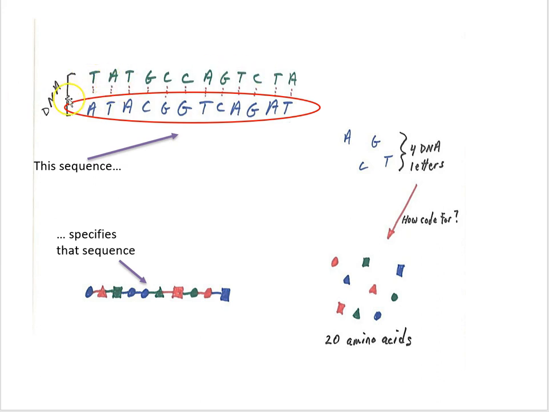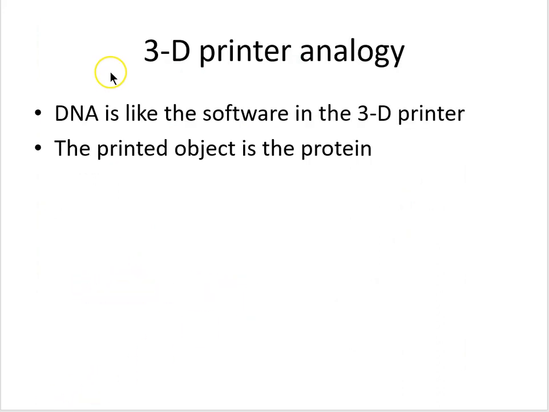Now here we have the double-stranded DNA molecule shown here. And so again, the idea is the sequence of letters along one strand specifies the sequence of amino acids in a protein. And here let's consider two analogies. We'll do the 3D printer analogy first. So DNA is like the software in the 3D printer, and the printed object would be the protein then. So DNA has the information, in a sense, to make the thing real. The protein would be the object.